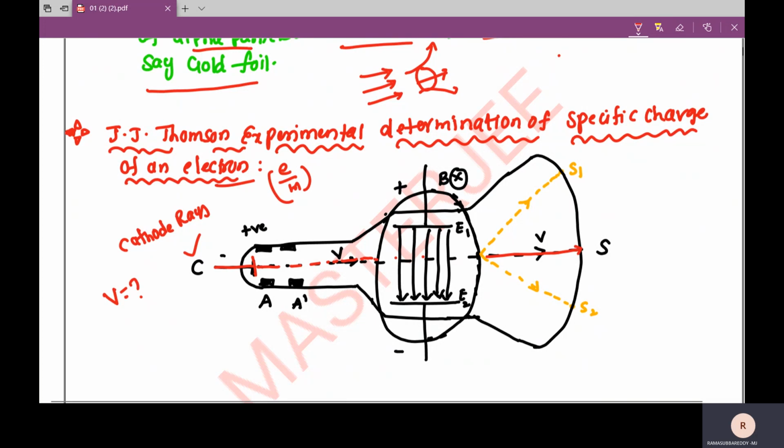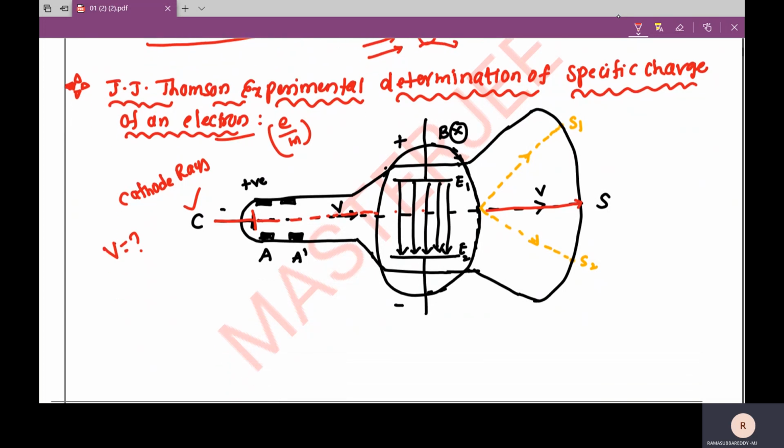Now we will see the construction of our experimental setup. Here these are E1 and E2, the two plates. E1 is connected to the positive terminal and E2 is connected to the negative terminal of the battery. Then this is our electric field direction, from E1 to E2. And this is the magnetic field. We make one circular coil with current in the clockwise direction, so the magnetic field is into the page. So there are both electric and magnetic fields.